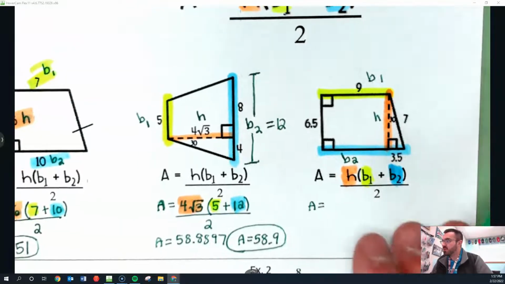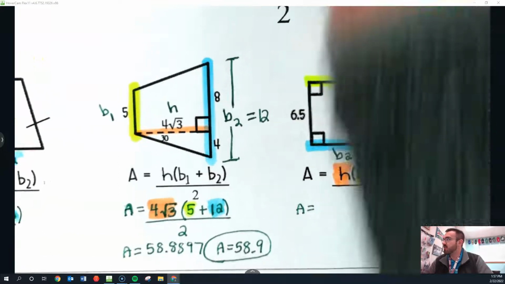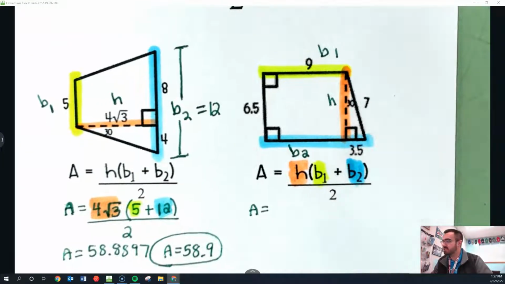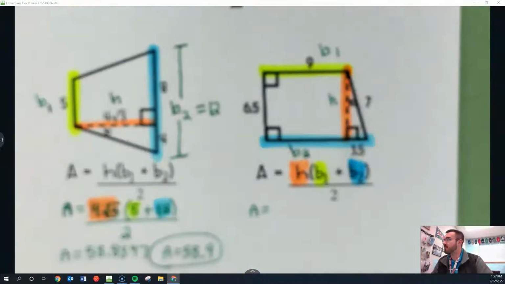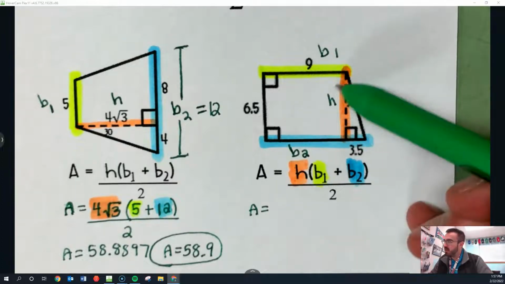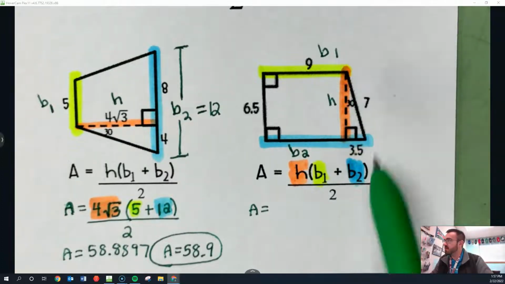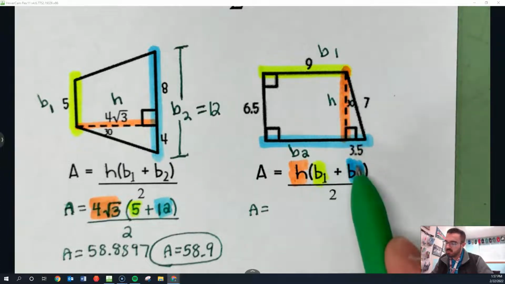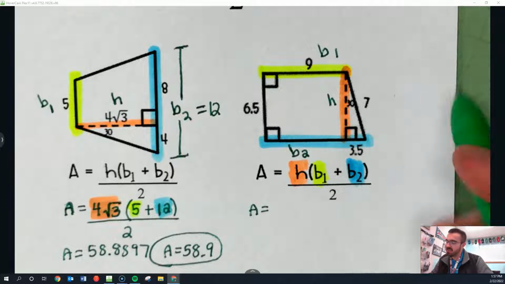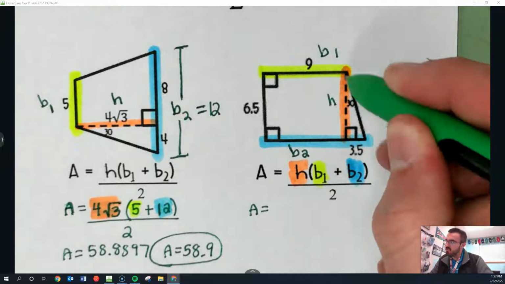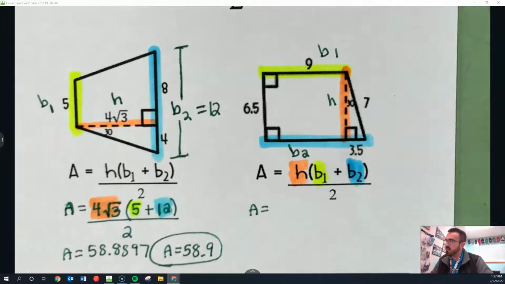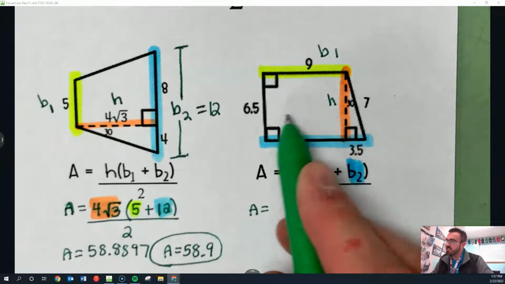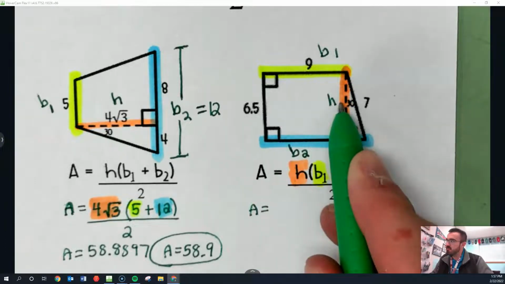Well, if you zoom in, let's take a look at what this height is. We're looking for a distance. The height right here is this measure, this orange line. It's not going to be 30 degrees, that's an angle measure. It's not going to be 3.5. It's not going to be 7. 7 is the distance right here, that's the hypotenuse of that little right triangle. The height is actually going to be 6.5.